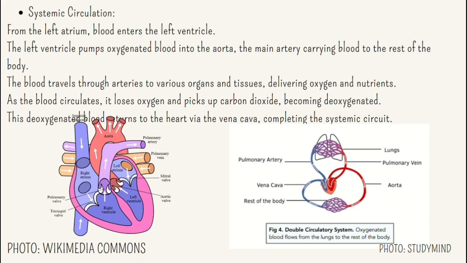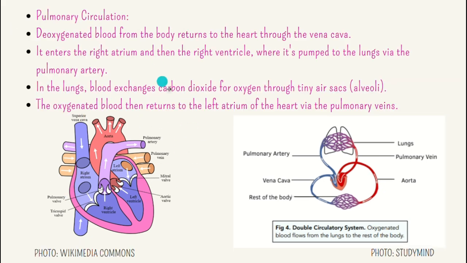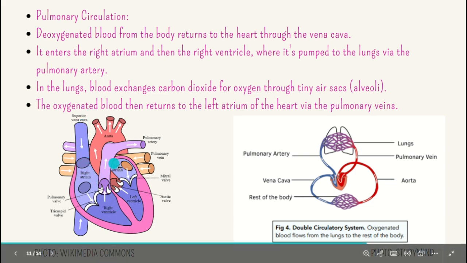So this deoxygenated blood returns to the heart with the vena cava, completing the systemic circuit, right? So as you can see, it's a cycle. So the pulmonary circulation starts out with deoxygenated blood coming to the vena cava, right atrium, right ventricle, and then out through the pulmonary artery to the lungs, right?